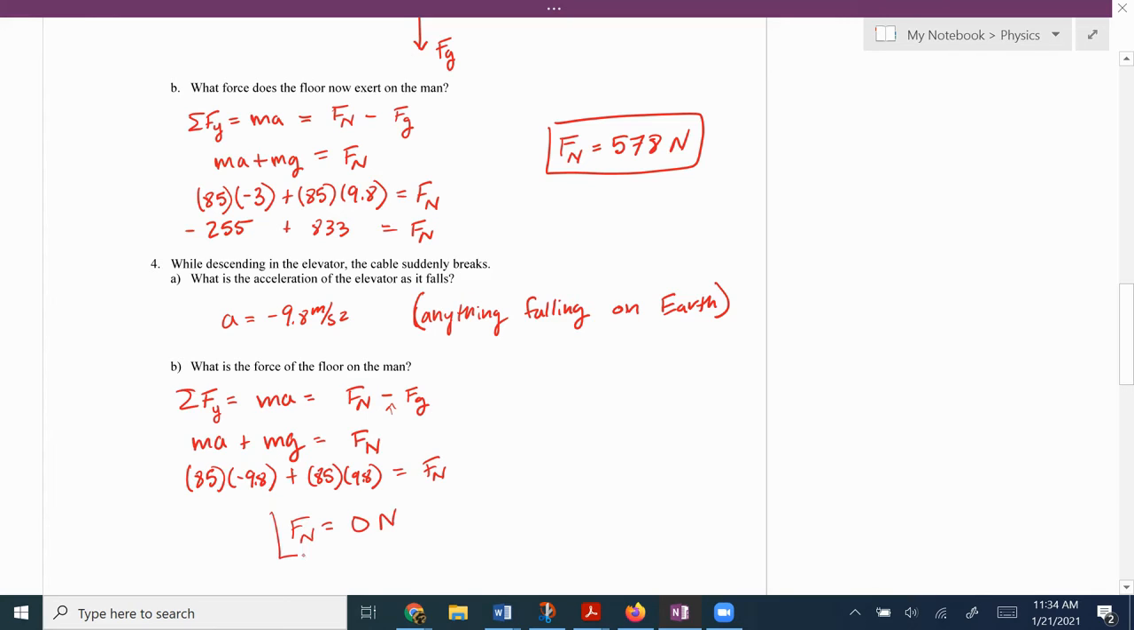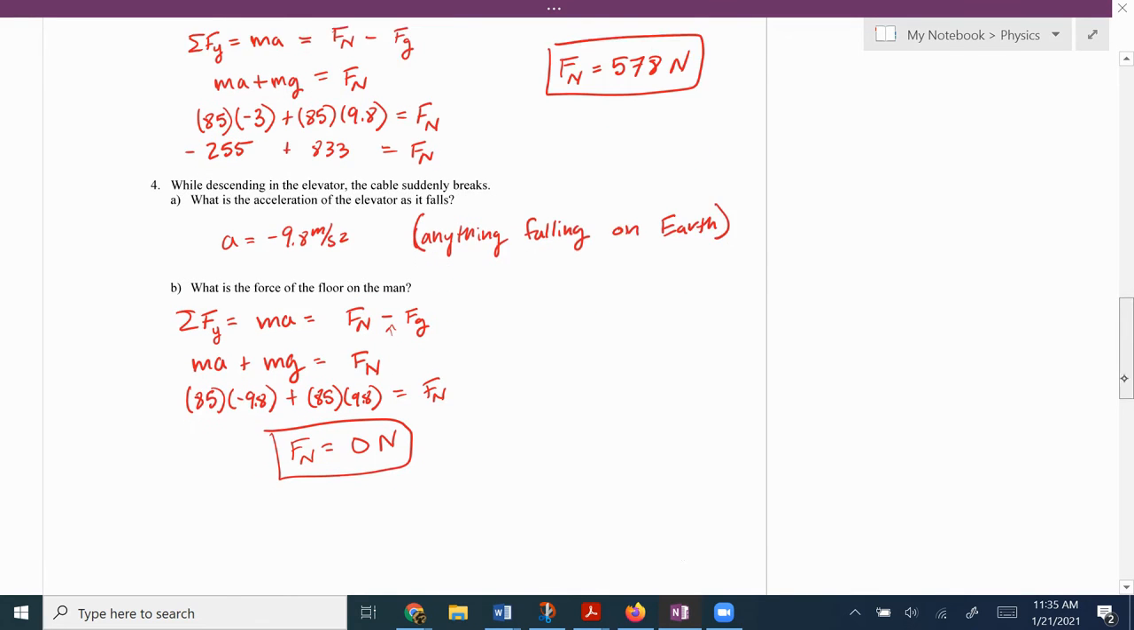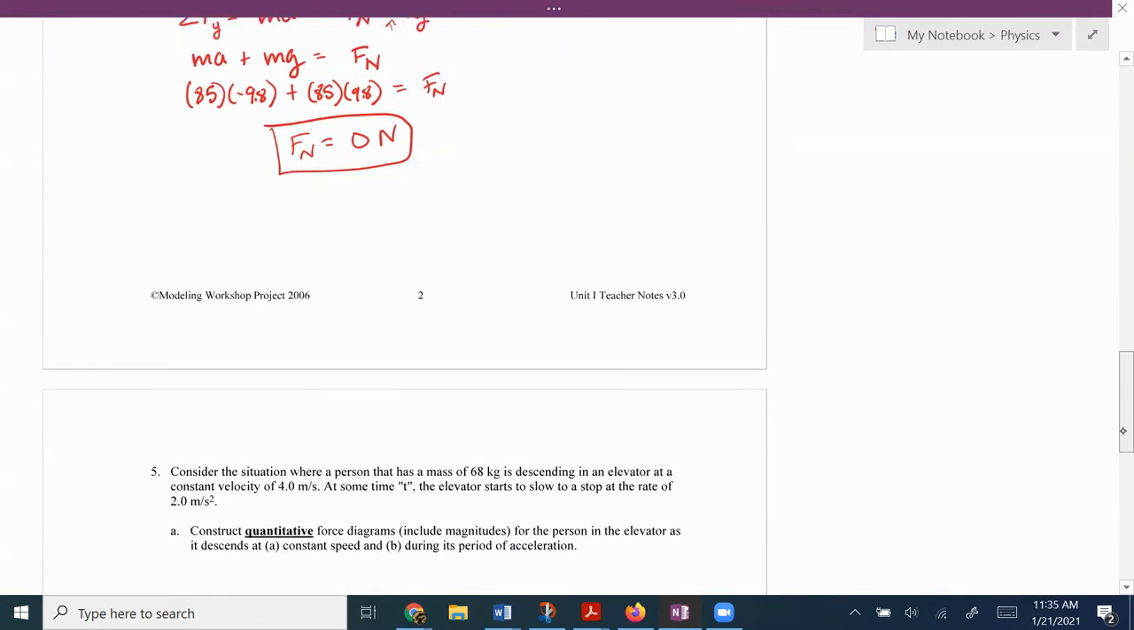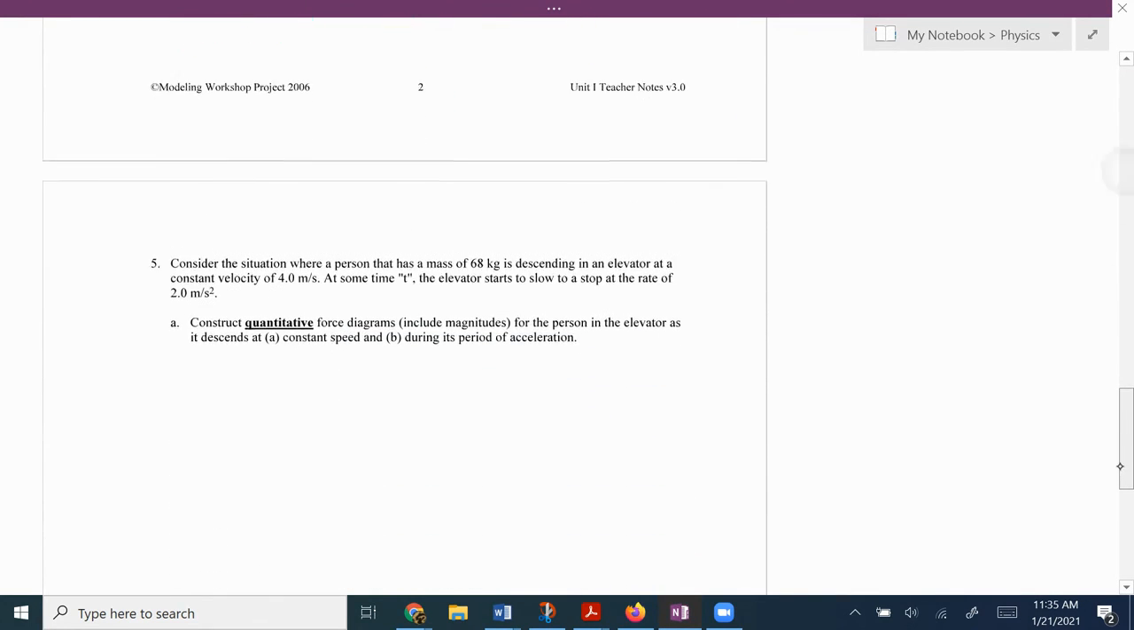And if you think about that, it makes a certain amount of sense, because if the elevator is falling, you are falling, everything is falling, so it makes sense that the elevator can't push up on you because it is also falling. If everything's falling together, the elevator can't possibly apply an upward force on you because you are both in free fall.